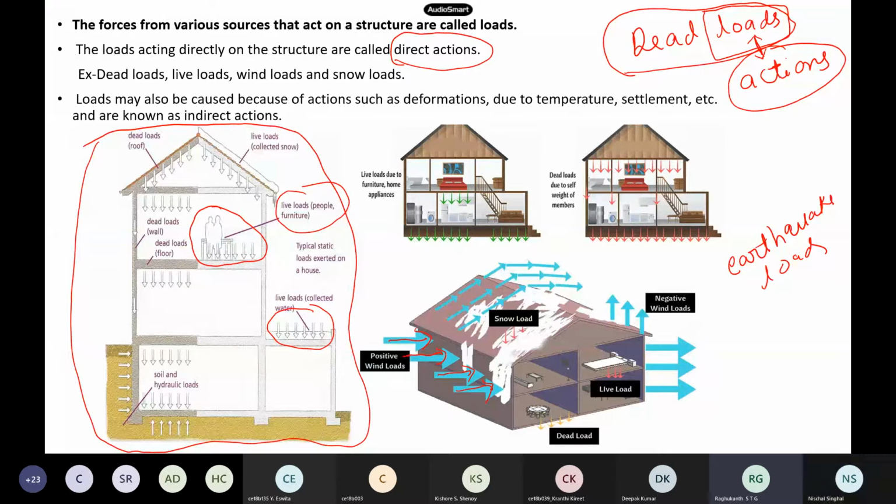Apart from that, there is also what we call indirect action, where load may come up indirectly. For example, if you see this building, you are seeing all the three columns, one column here, second column, third column. Suppose due to some problem, nearby somebody has dug something.